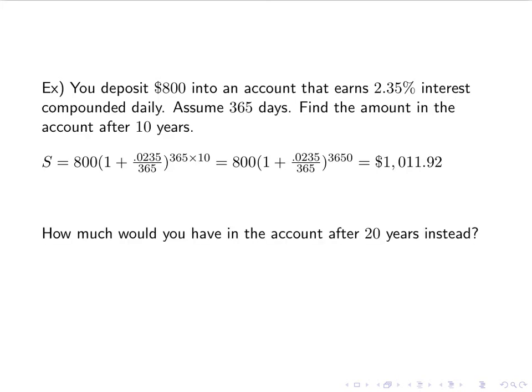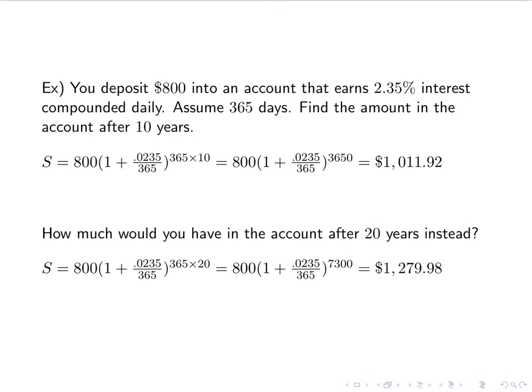How much would you have in the account after 20 years instead? So the only difference is my 10 becomes 20. So again, my exponent is now twice what it was. And I should be getting $1,279.98.